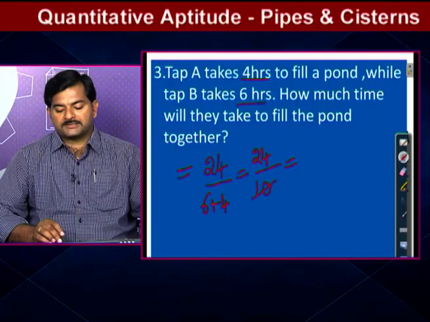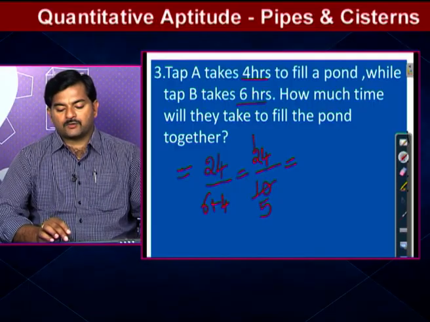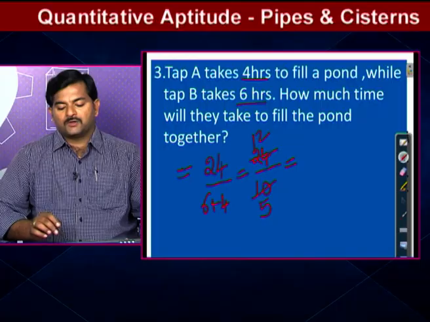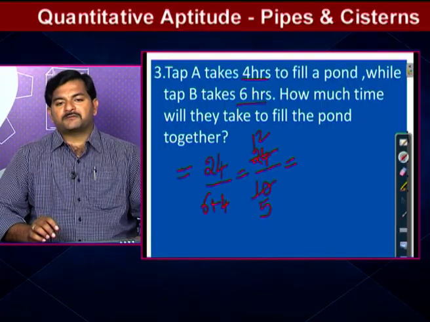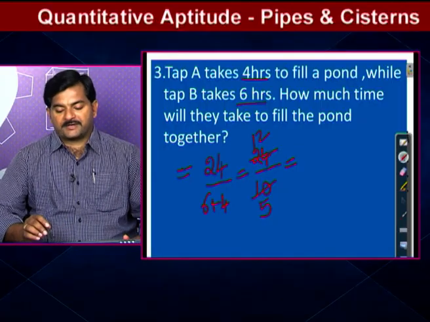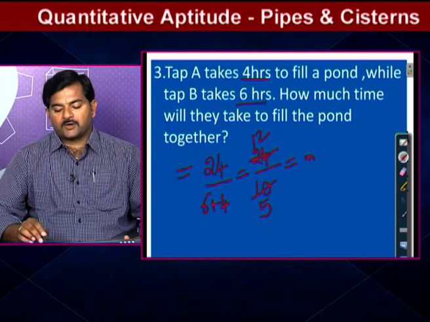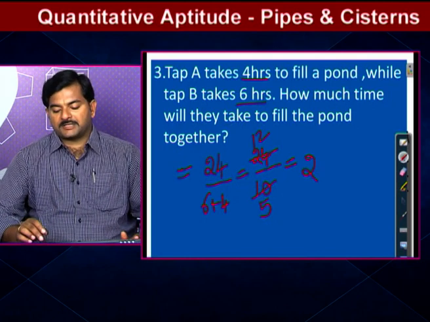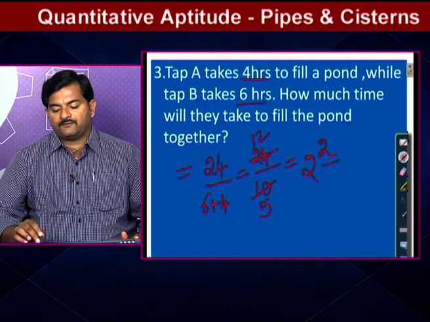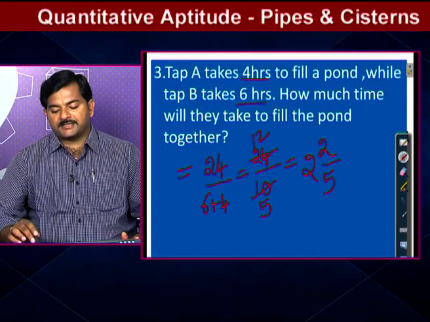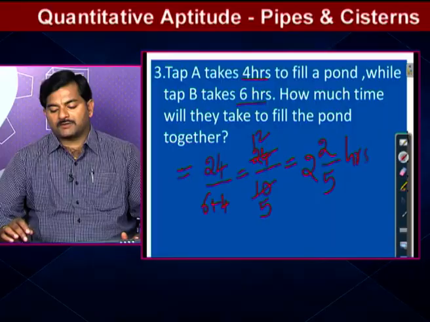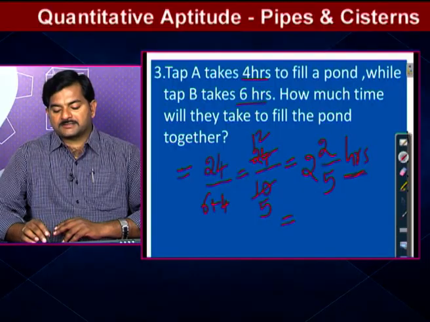Here 2/1s, 2/5s, 2/1s, 2/12s, 12 by 5. So if you convert this 12 by 5 in terms of mixture fraction, 5 2s, how much am I getting? 10. So still I am getting 2 by 5. Since it is in terms of hours, we will represent it in terms of hours. 2 by 5 hours, or simply 2.4 hours.